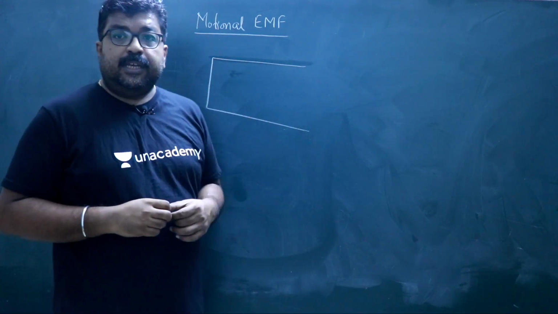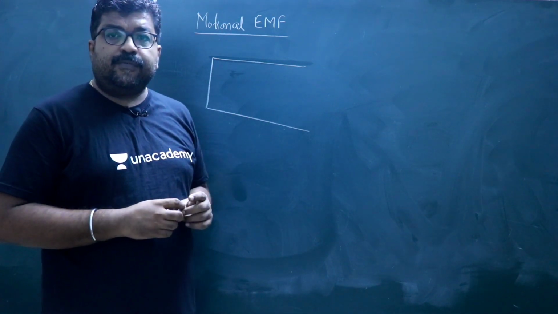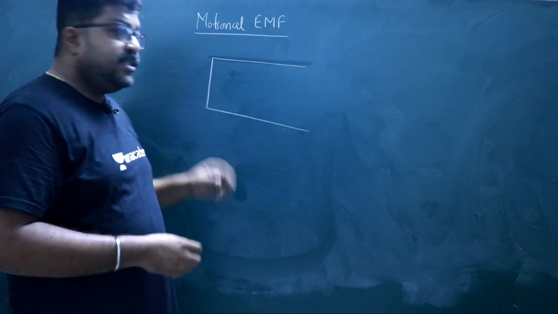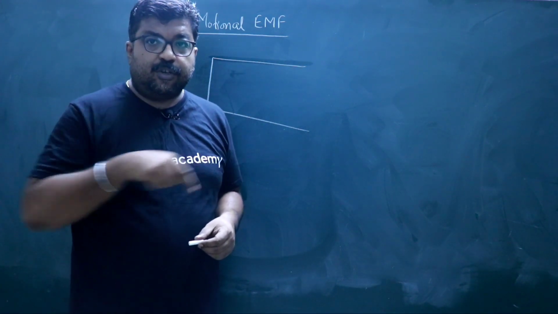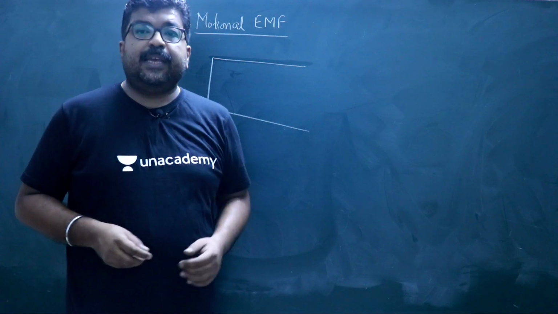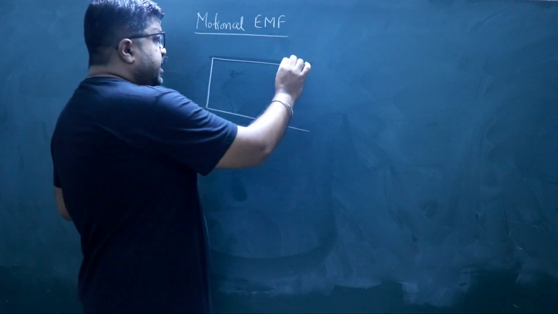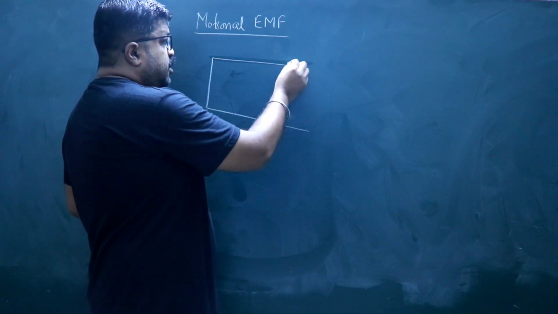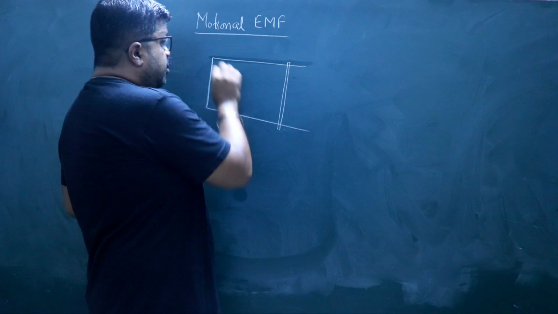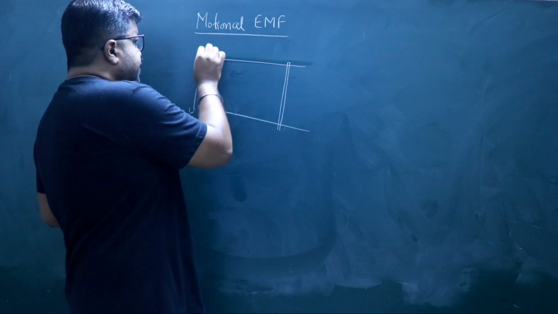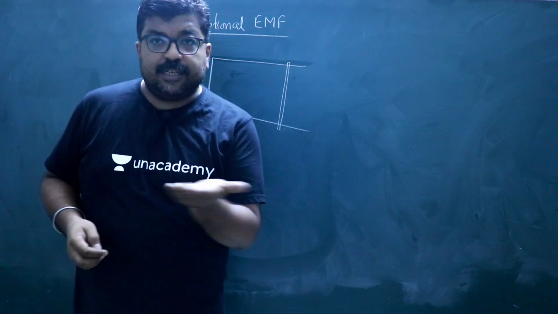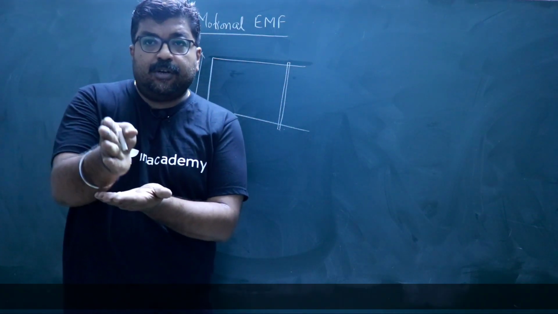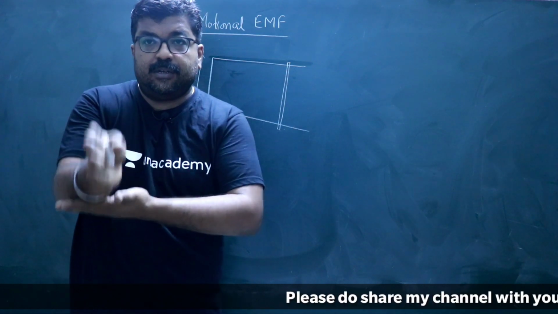Now, suppose you have a U-shaped wire. This is a conducting wire of negligible resistance, and this wire is placed in a horizontal plane. And you have a rod of length L. This U-shaped wire is placed in the horizontal plane, and the rod is placed like this on the U-shaped wire.